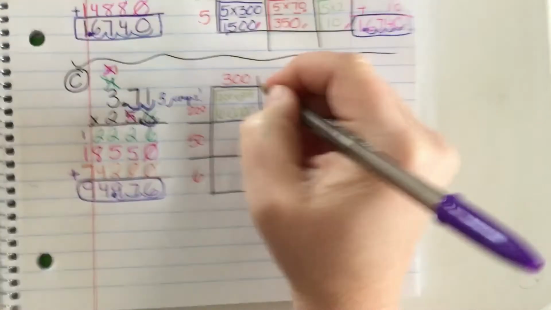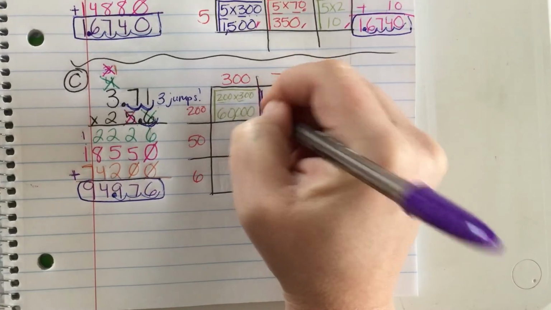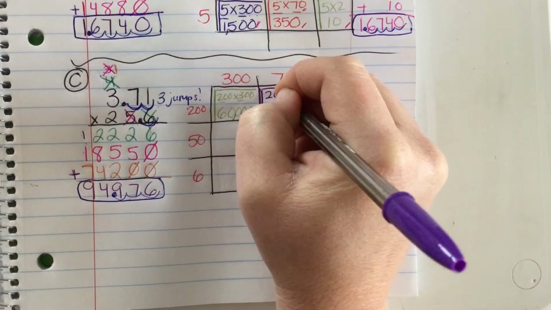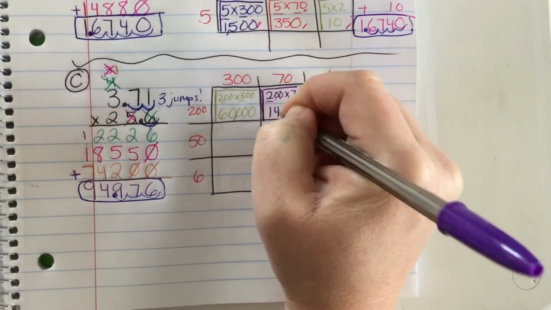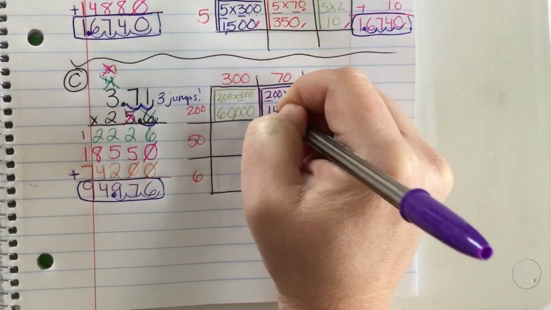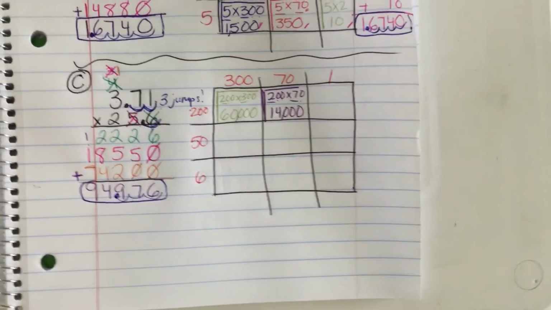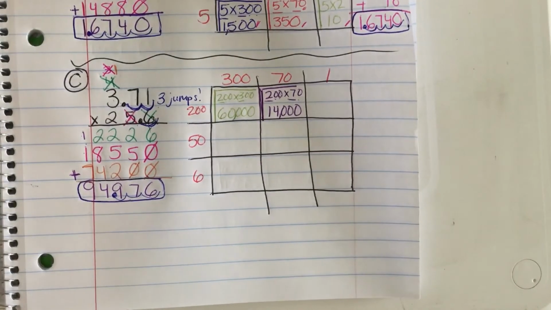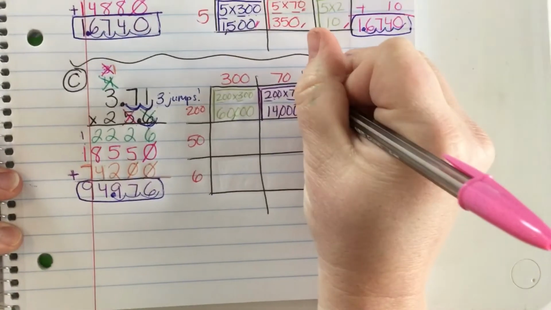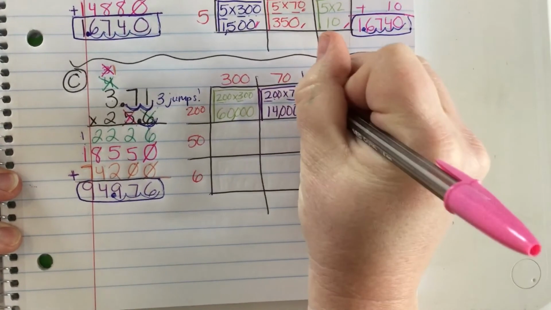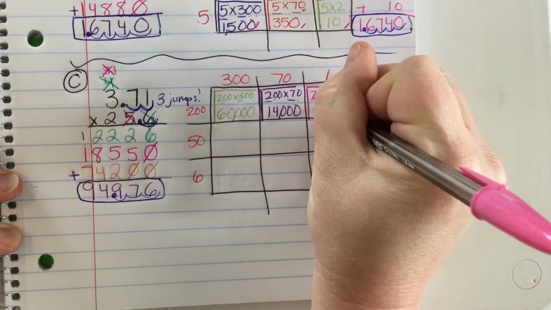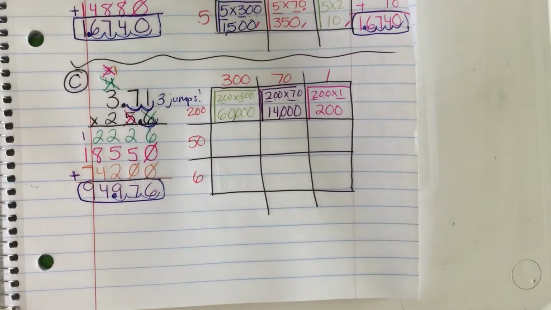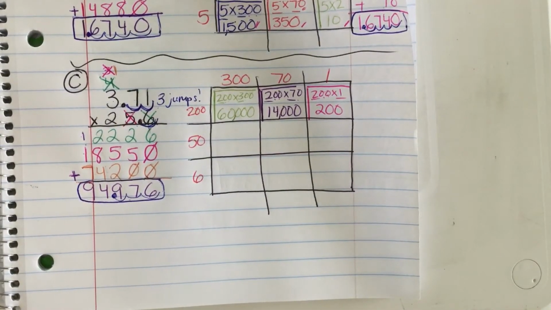Then we go to this box, and again, this line's 200 times 70. 2 times 7 is 14. 1, 2, 3 zeros. 14,000. Our last 200 box is 200 times 1. 2 times 1 is 2. 1, 2 zeros. 200. 200 row, done. Let's go to our 50 row.